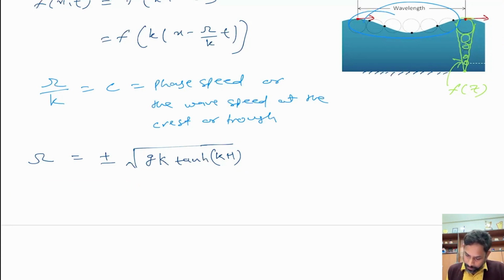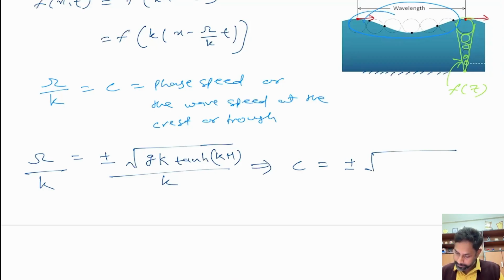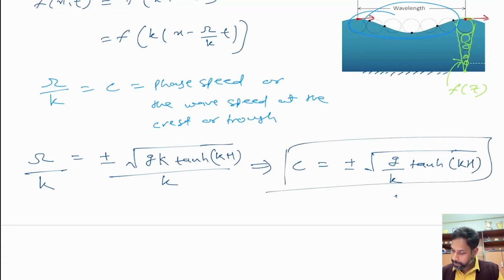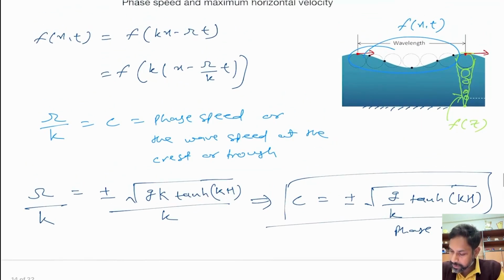Okay, so if we divide this by k on both sides, we get c as plus minus square root of g over k tanh of k h. Okay, so this is the phase speed we get as a function of depth, right? And you can see that depending on the depth, the phase speed will vary.